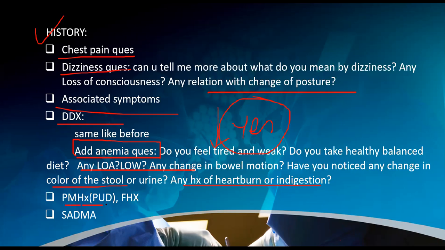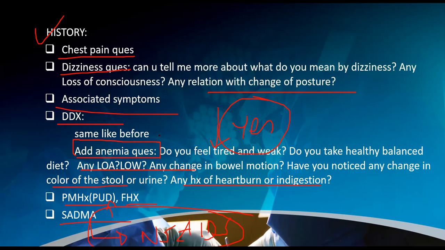Then any past medical history, especially any peptic ulcer disease, and any family history, SADMA. In the SADMA, it is most important to find out if this patient is on any NSAID for any back pain or anything. Okay, so these are the important things you will look for in this case.